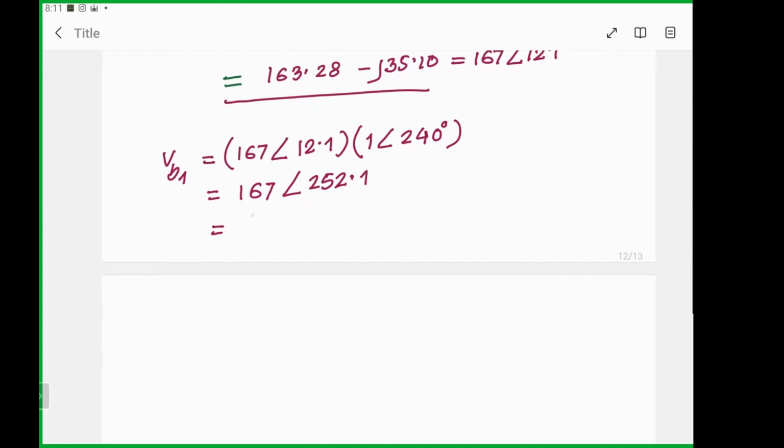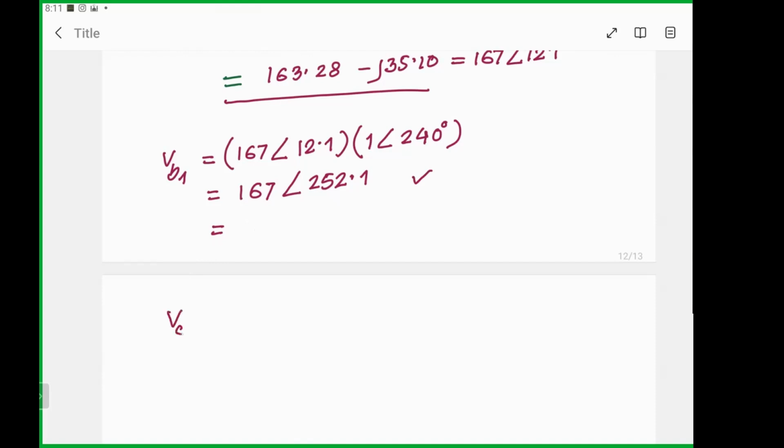I'm waiting for your response. I don't have the calculator here, so I am not calculating. Anybody has done the calculation? If you keep up to this, that's fine. Up to this is correct? It should be, right? There is no difficulty with this one. Then you just need to convert it to rectangular form.